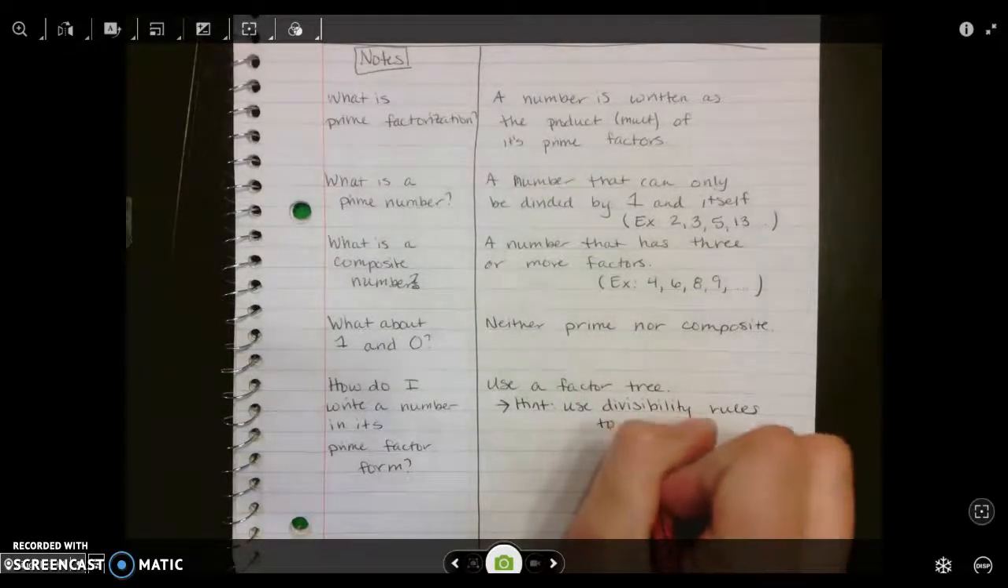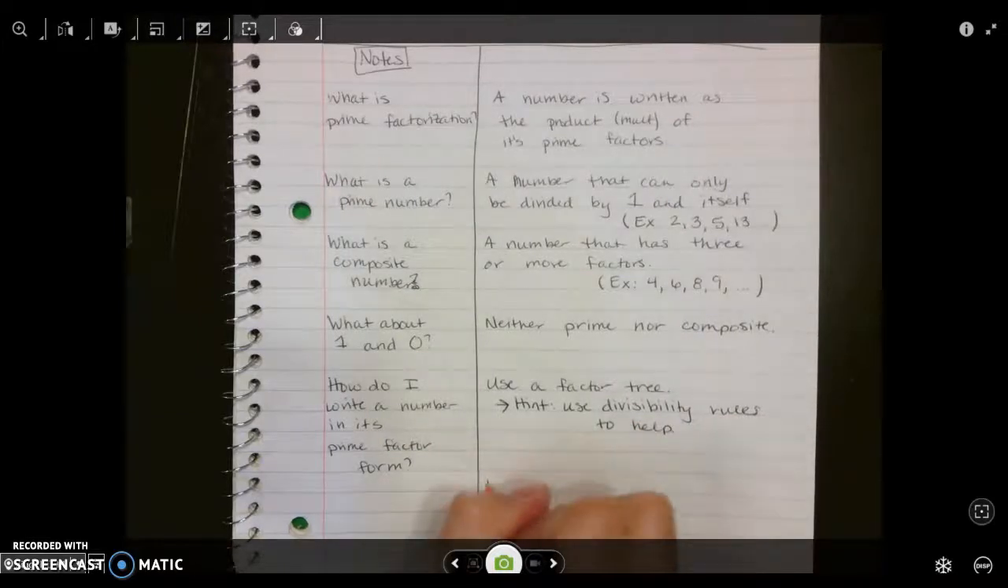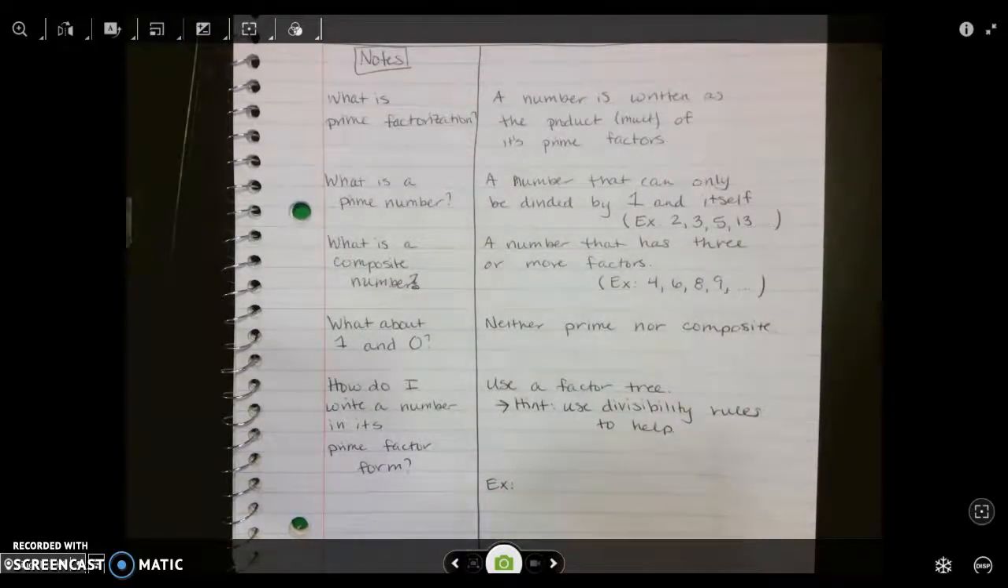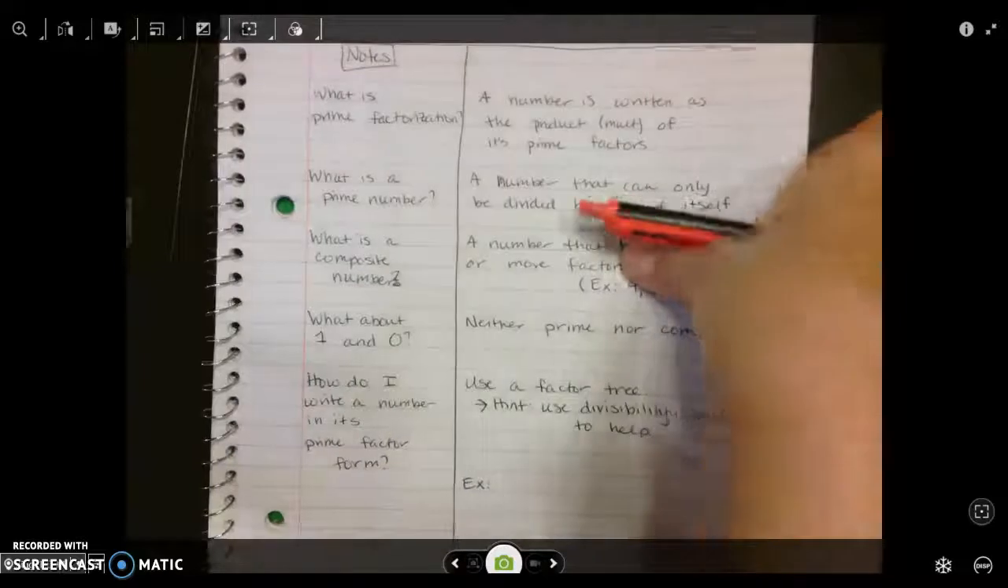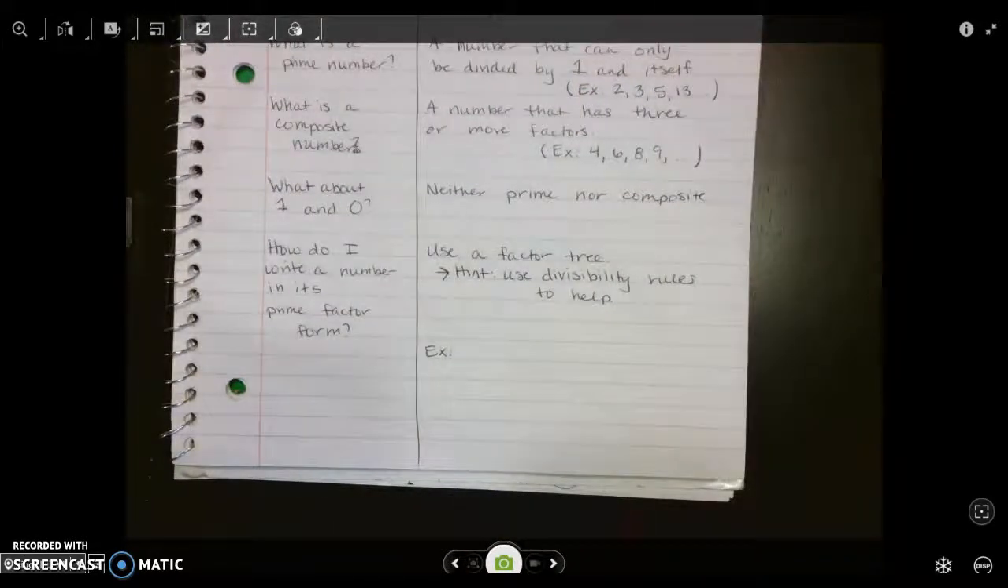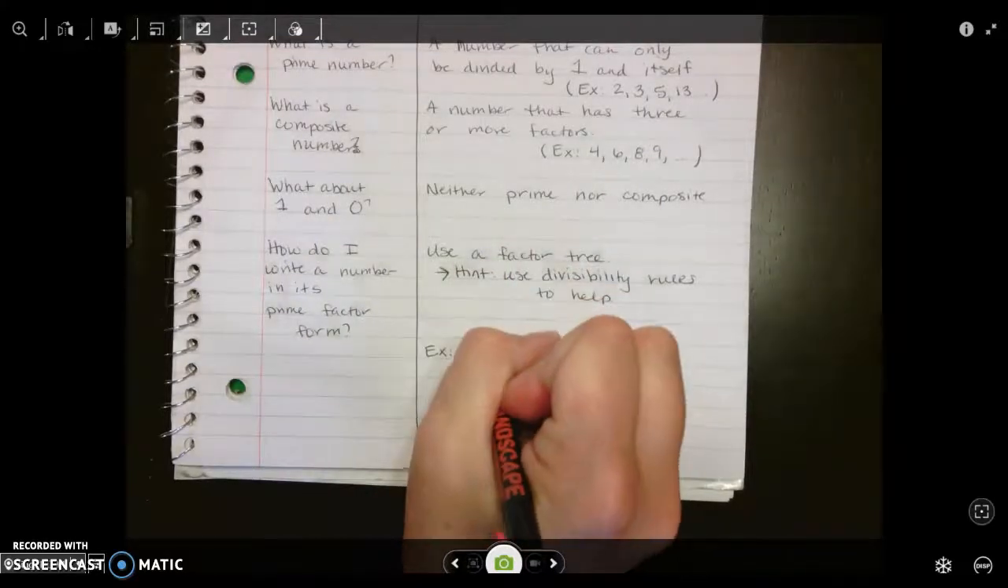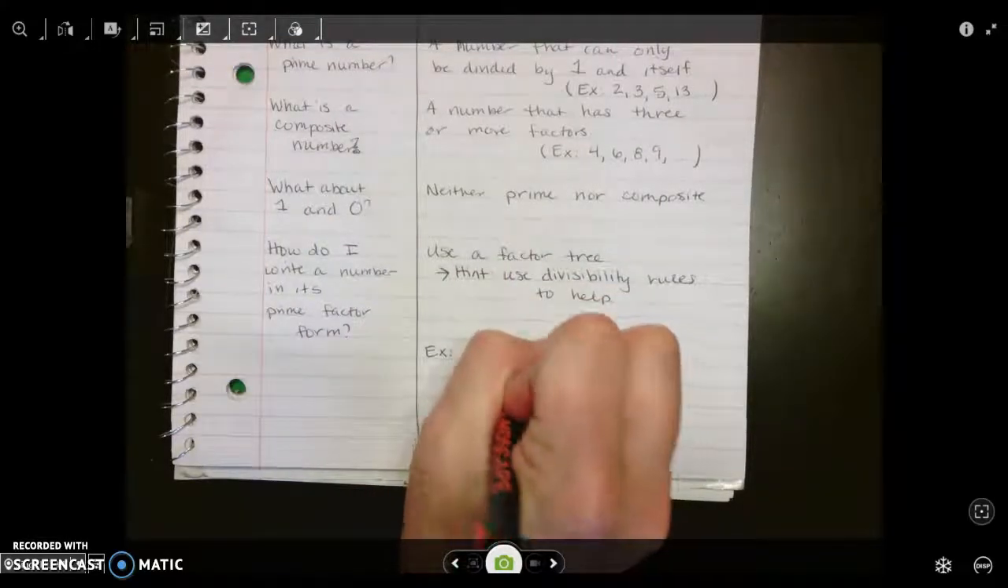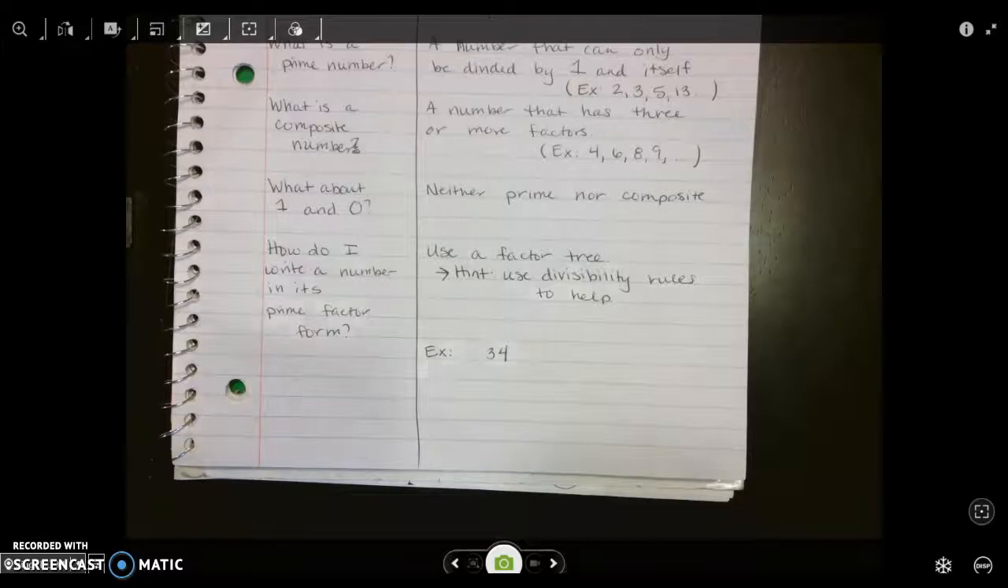So let's do an example. So I'm going to think of a smaller number just because I'm looking at my page and I don't have a lot of space left. So I'm going to choose the number 34. Okay. Now 34, I don't think I remember it really from my multiplication charts. I don't really remember it from my multiplication facts.